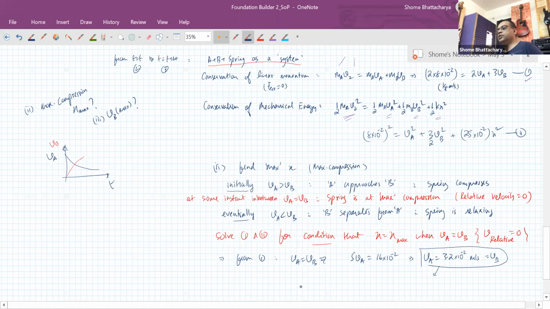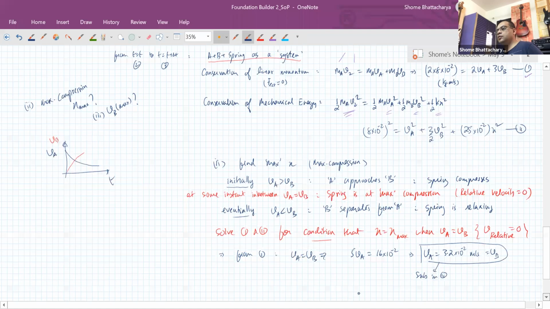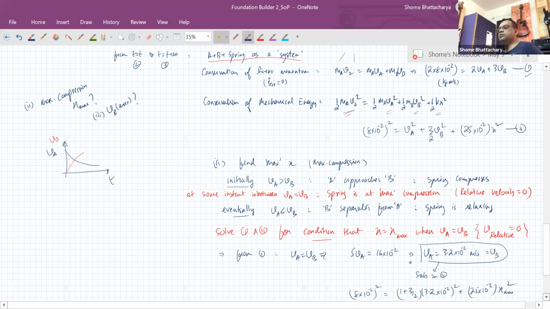Now substitute this in equation 2. Okay. So we have (8 × 10^-2)² equals 1 + 3/2 × (3.2 × 10^-2)² plus 25 × 10^-2 × x_max². So from this we will calculate the maximum value of x.